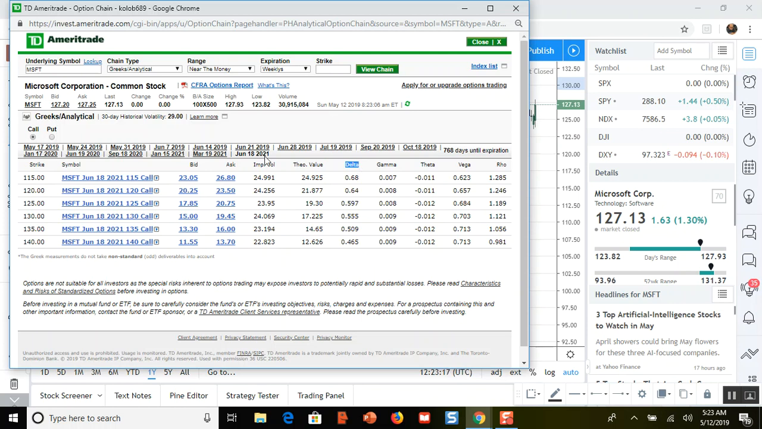So that 130 call, June 8, I'm sorry, I clicked on the wrong month. Okay, here we go, January of 2021. That 130 call has a 54 delta, okay? So that means that if Microsoft goes up $1, this 130 call is going to go up $54. And each call option counts as 100 shares. So you're making $54 on the call, right? So that's pretty cool, right?